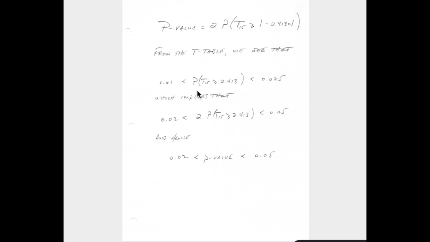Based on our t-table, we know that this first component that we need for the p-value, the probability that a t-random variable with 15 degrees of freedom is greater than or equal to 2.413, is between 0.01 and 0.025. Now we have to multiply that by 2, and so that implies that the p-value, or twice this probability, is between 0.02 and 0.05. So the best that we can discern using this t-table is that the p-value for the test is strictly greater than 0.02, but strictly less than 0.05.